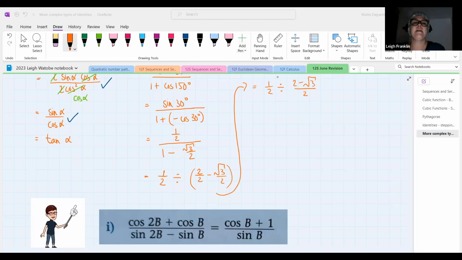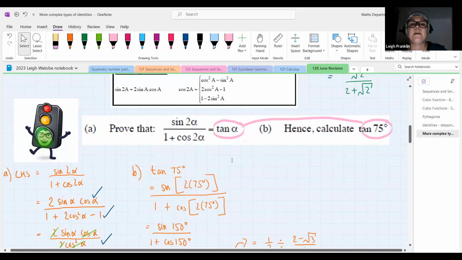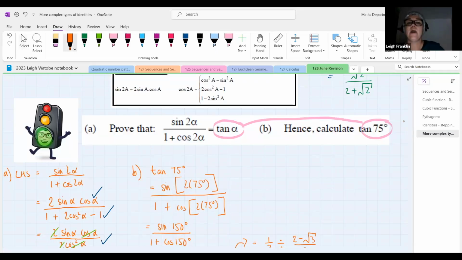Okay, so that comes from the hence. Remember I was drawing pink circles around it? Okay, so if they've said we've proved that the left-hand side equals tan alpha, and now they want us to calculate the value of tan 75, that is our tan alpha. So we are taking what was on the right and we're making it equal to the left over there. Okay, so we've got to see the connection in the questions.